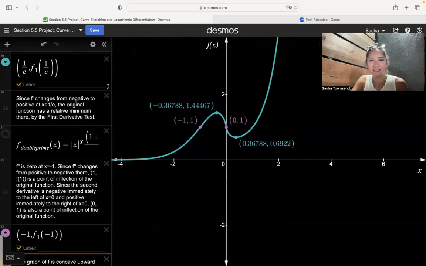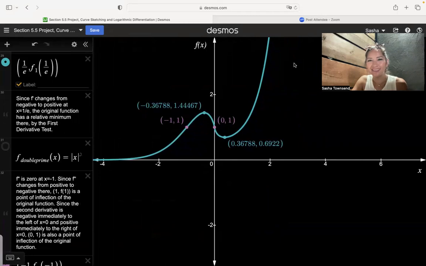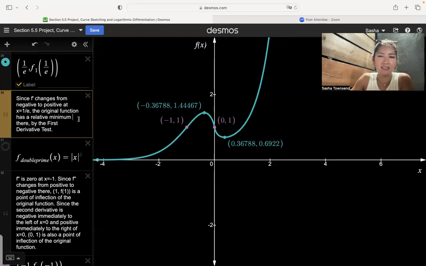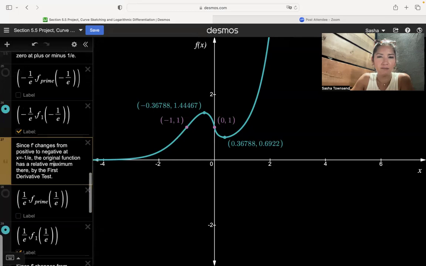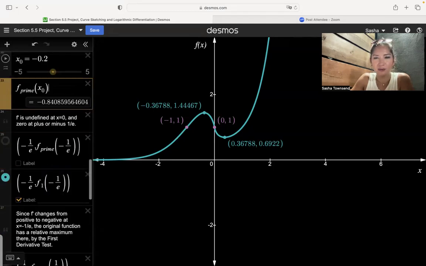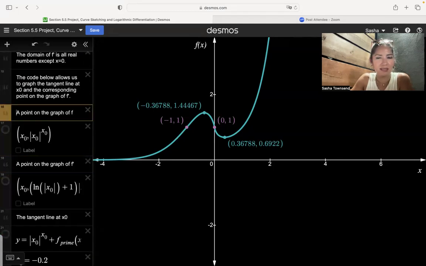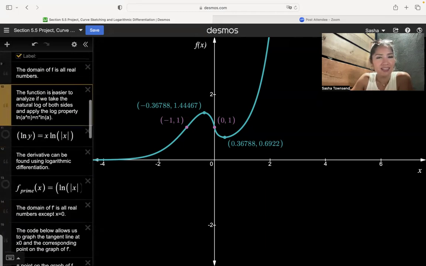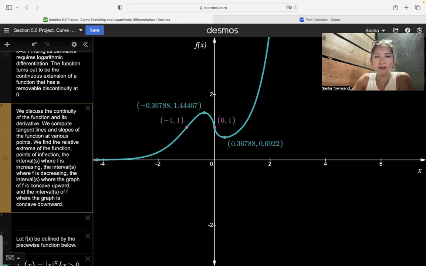That's it. That's our section project. I think it's kind of cool. Had to do some logarithmic differentiation. We got to explore some limits. We got to see a vertical tangent line at x equals 0, y equals 1. Lots of cool things. We had to do some curve sketching, so finding those intervals where the graph is increasing and decreasing, concave upward and concave downward as well.